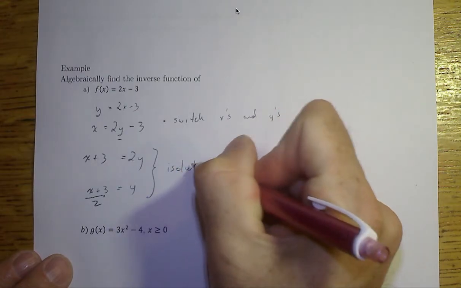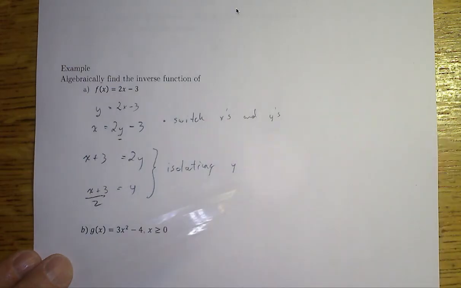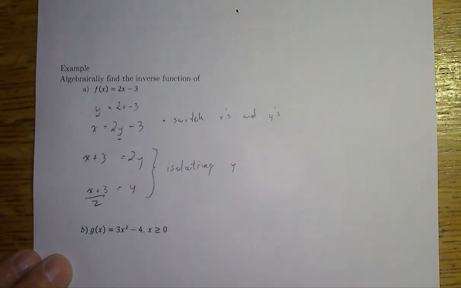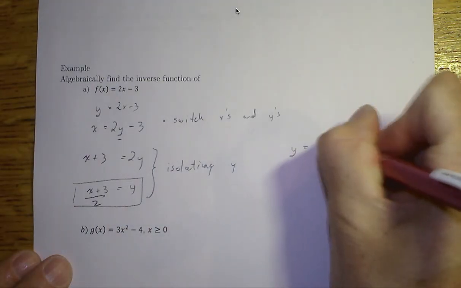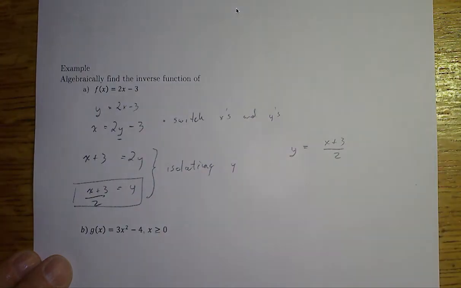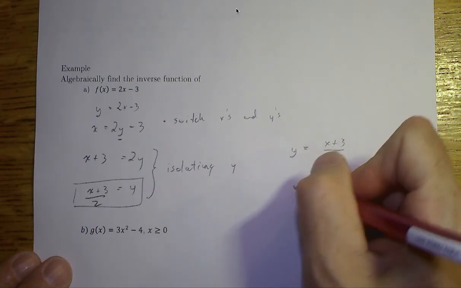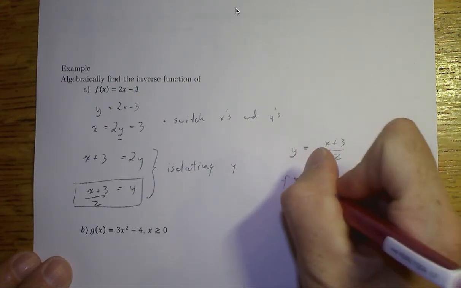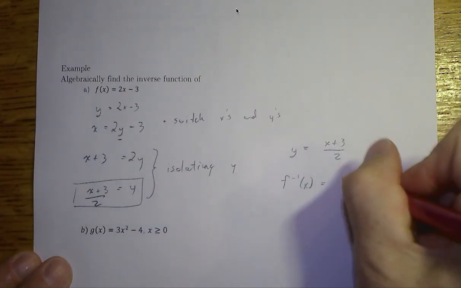So we're going to be isolating y. And essentially, I'm almost done here. So y is isolated. So I'm going to write y is equal to x plus 3 divided by 2. And now this is my inverse function. So I'll just replace y with f inverse of x because it is the inverse of f of x.